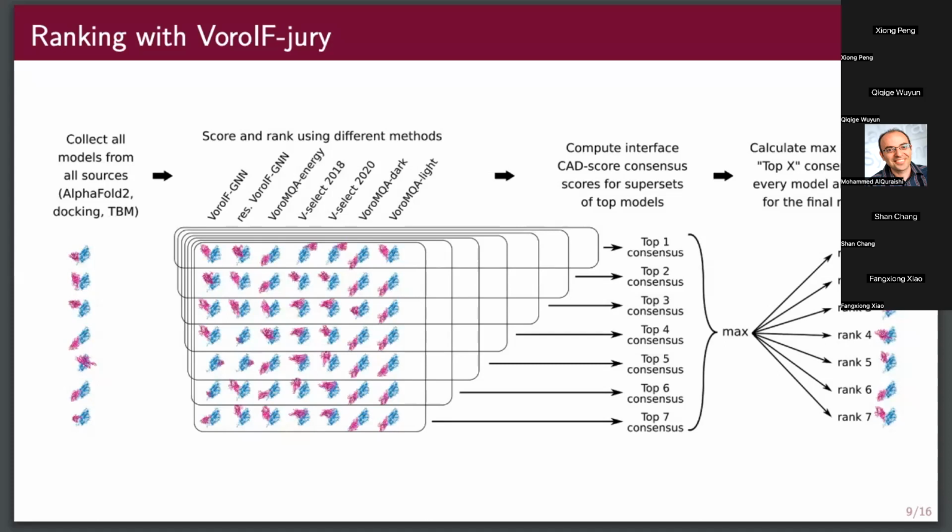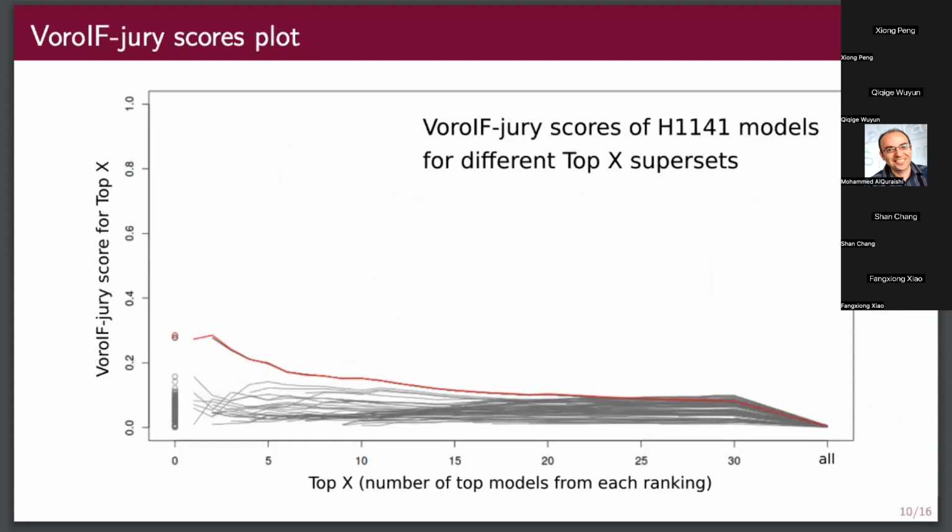And I would like to say that this whole idea actually comes from the EMA jury method that we developed for the CASP Commons COVID experiment. The method was called EMA jury. So I guess thanks to, well, not COVID, obviously, but CASP organizers and the CASP community for doing this. And here is just a little example of how VoroIF-jury scores look. So we have top 1, 2, 3, 4, and so on.